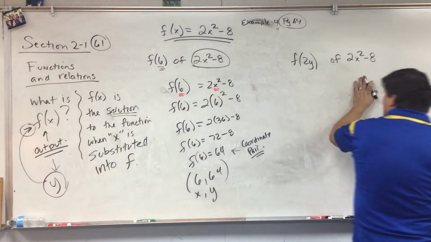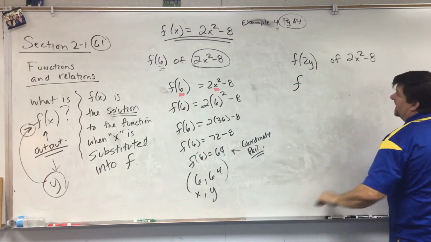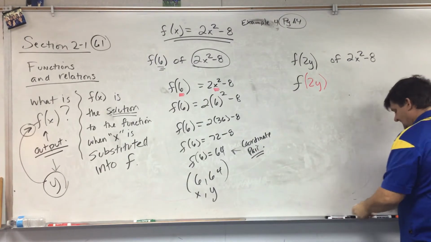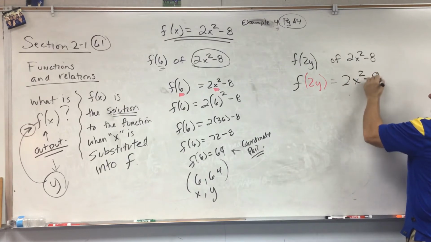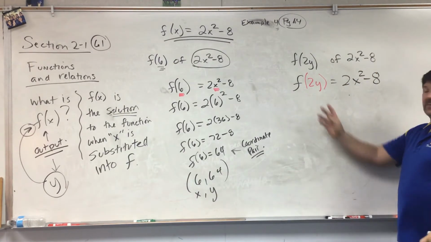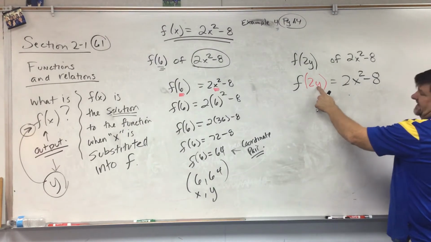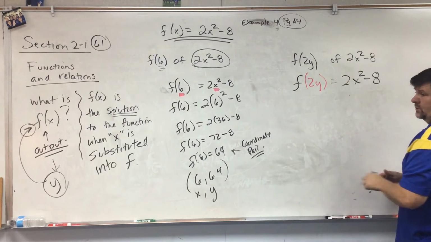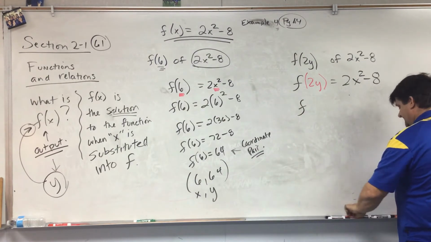So if we look at this, this one's a little funky, so I'm going to do it in a little different colors here. F of 2y equals 2x squared minus 8. And people are like, well, that's not a number. It is a number, but remember, in algebra, this is like a placeholder. We don't know what number goes there, so it's just going to travel along until we're told what number it is. So let's look at this again.